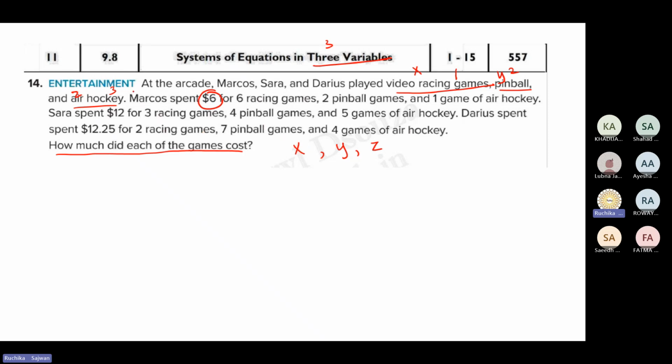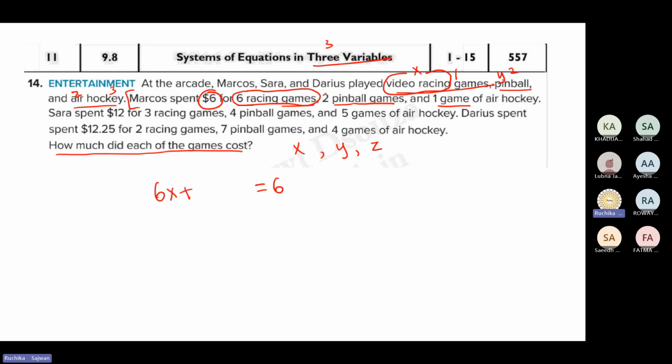Now, what is the first condition? Let's read the first sentence. Marco spent $6, that is the cost, for 6 racing games, 2 pinball games, and 1 game of air hockey. So if it is x dollars for 1 game of video racing, then how much will be the money for 6 racing games? Can anyone tell me? For 6 video racing games, can I say the cost will be 6x?